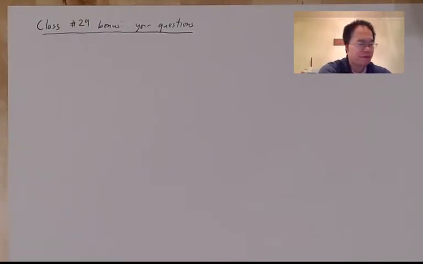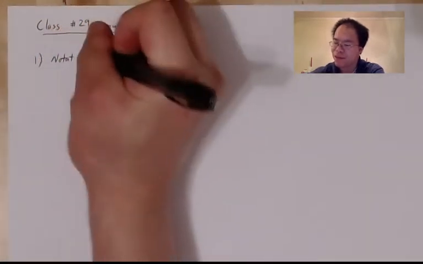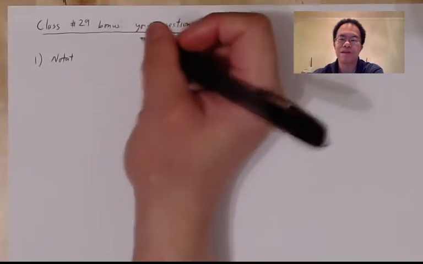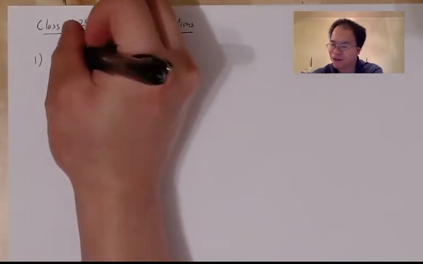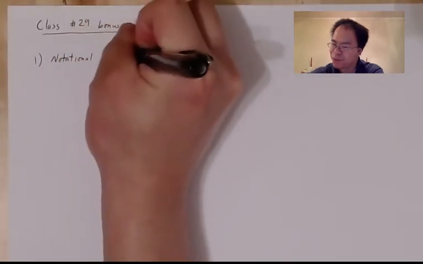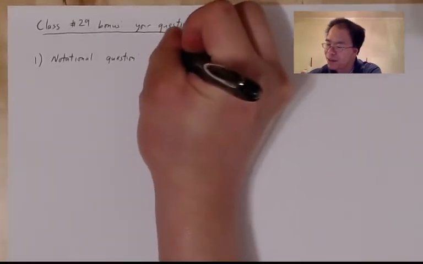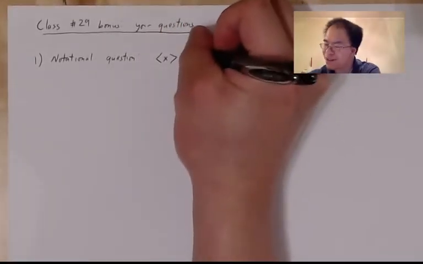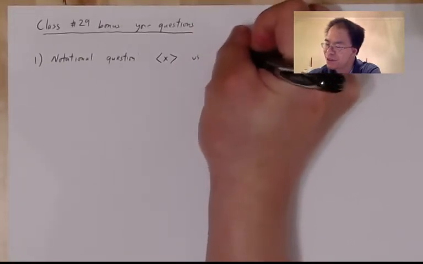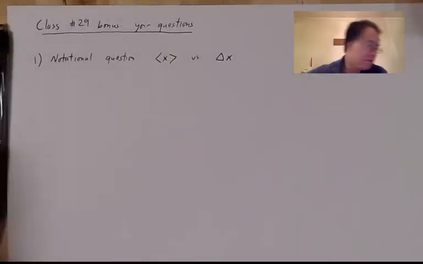So the first question I wanted to address was a notational one. And it's an important thing to clarify just because the notation looks similar. The question was, what's the difference between this and this? So they might look similar, but there's in fact an important difference.